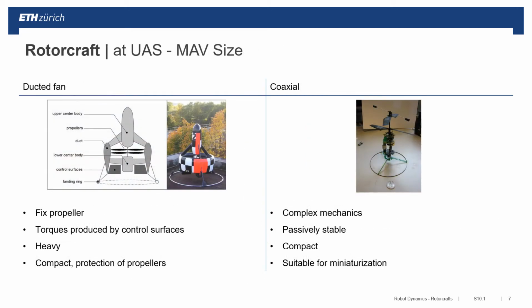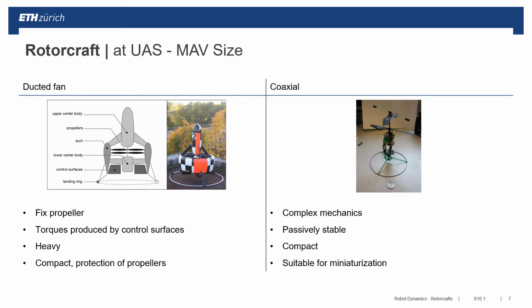However, there exist many different concepts for UAVs and MAVs. For example, ducted fans. In a ducted fan, you have typically 2 counter-rotating fixed propellers, and then the control surface is able to control the systems in all flight directions. These systems on one side are compact and automatically protect the propellers.